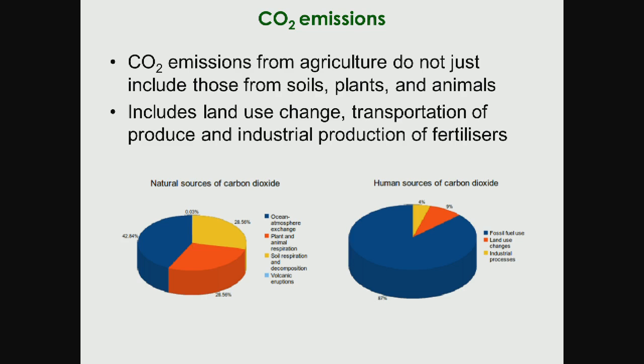So let's start with CO2. As I've just said, there are two key components for CO2 emissions. One is the emissions from biological sources, so soil. When I say soils, I'm principally referring to microbial activities that derive emissions from soils, as well as release of stored carbon from soils, plant and animal respiration. And then we've got land use changes, as I've already said, and transportation of these produce. But a key component to remember is also the production of fertiliser.